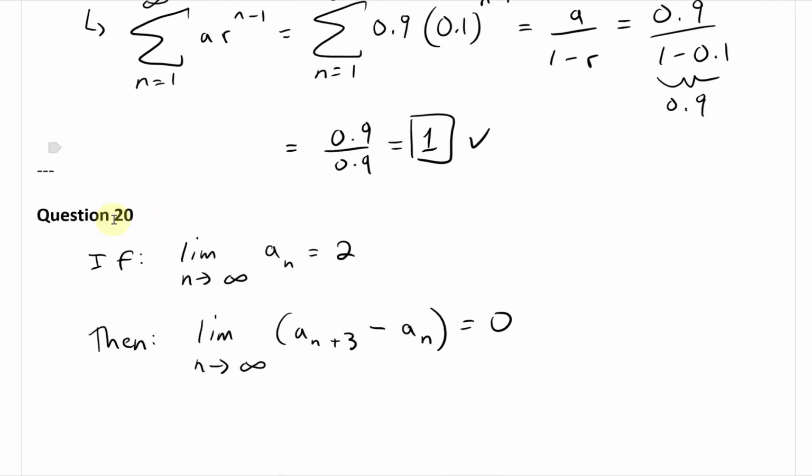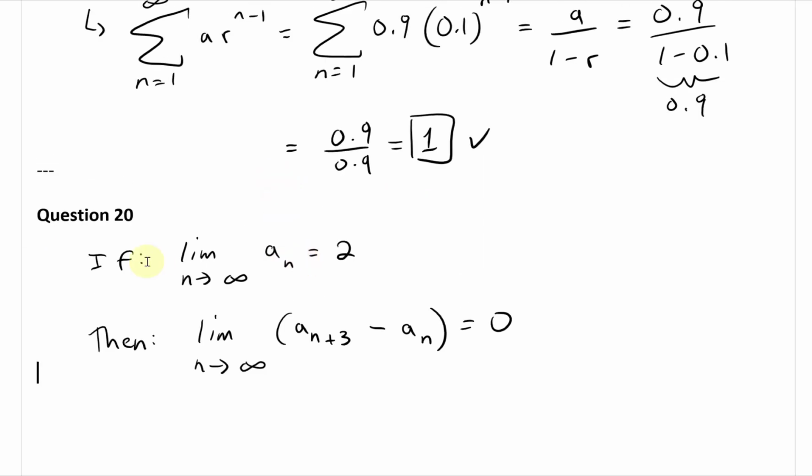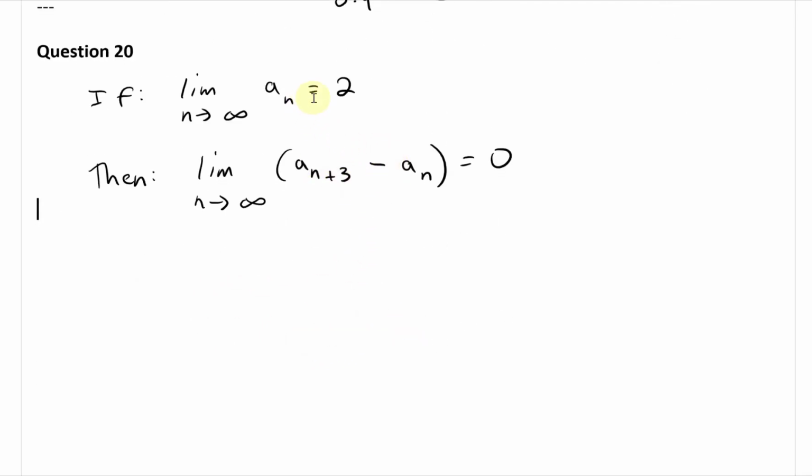Now let's continue further and look at question 20. This one asks: if the limit as n approaches infinity of a_n equals 2, then the limit as n approaches infinity of a_(n+3) minus a_n equals 0. This is in fact true, because if this limit goes to 2, then it doesn't matter what this n plus 3 is, it's also going to infinity. So this is also going to be 2, and then you subtract the limits and it equals 0.